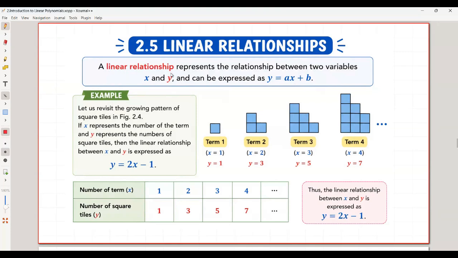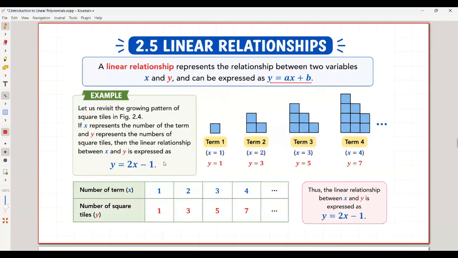A linear relationship represents the relationship between two variables x and y, and it can be expressed in the form of y is equal to ax plus b. Two variables: y is one variable, x is another variable. In the beginning we learned the relationship between the number of terms and the square tiles. So we have learned the pattern, right?